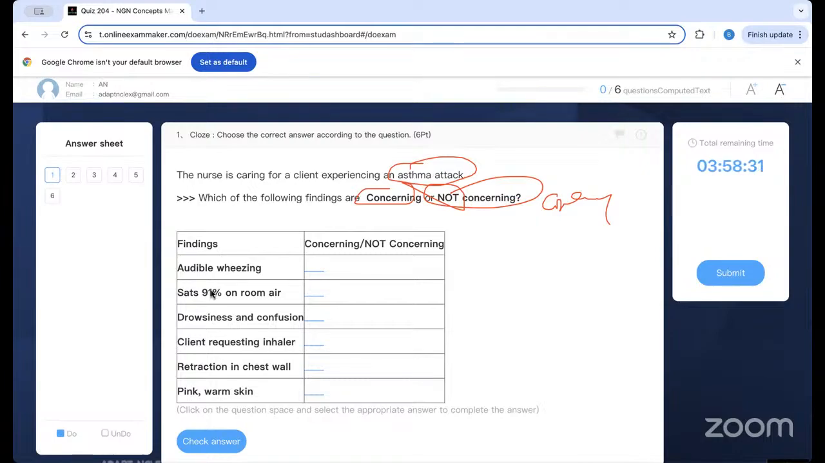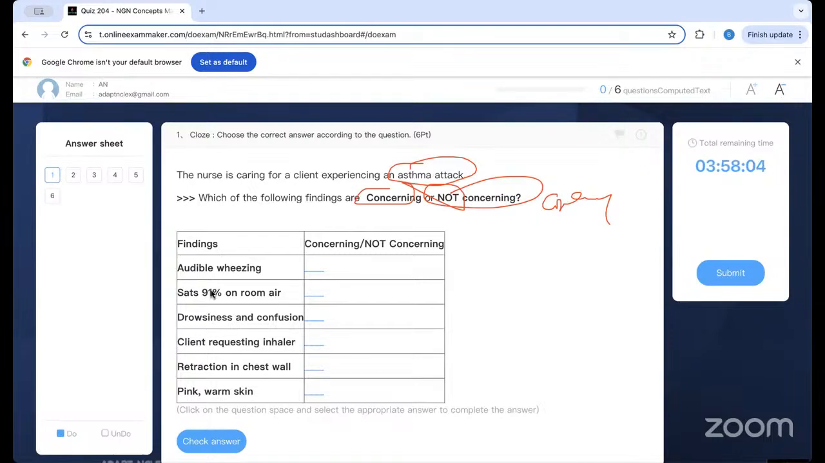Drowsiness and confusion. Is this what you expect in a patient with an asthma attack? And when you see it, should it worry you? Client requesting inhaler. Is that concerning to you? Retraction in the chest wall. What do you think? Pink, warm skin. An asthma patient who is having an asthma attack and he has pink, warm skin. What do you think? You see, there's no trick answer.